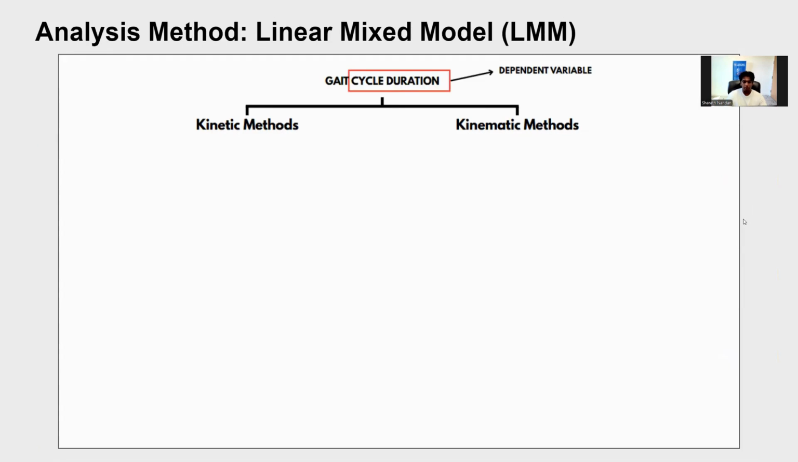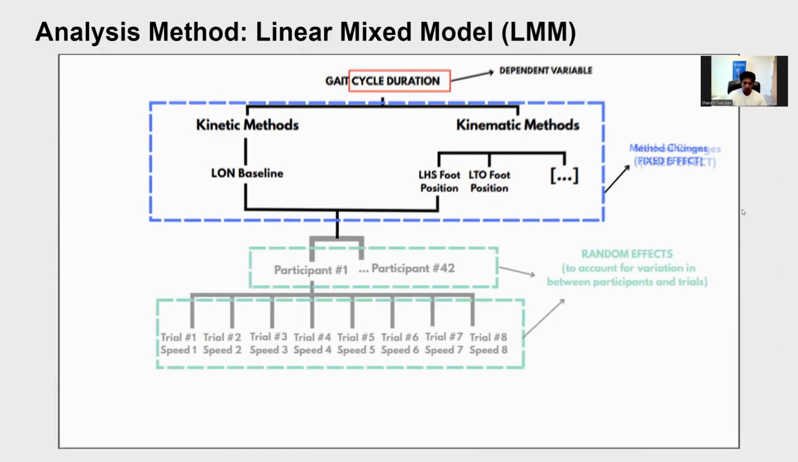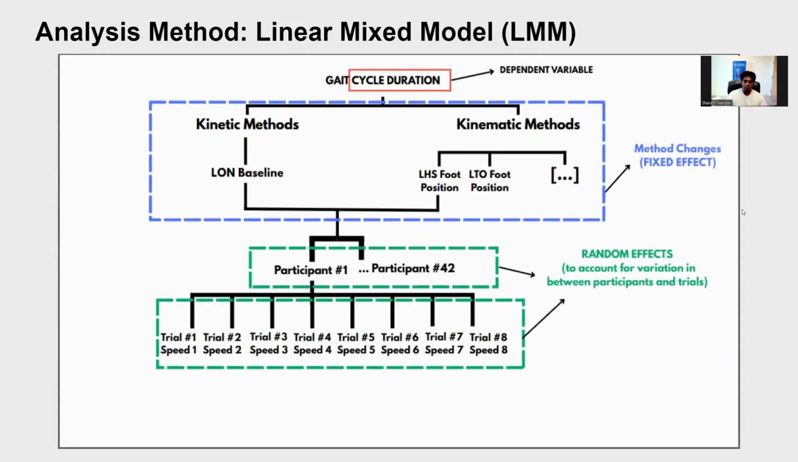So to compare each method's cycle duration against the kinetic-based methods, we used a linear mixed model, or LMM. In this model, the cycle duration was the dependent variable. The method was the fixed effect or independent variable. And finally, the participants and trial were the nested random effects. This was to allow for comparison even despite walking differences between the participants and within their own trial.